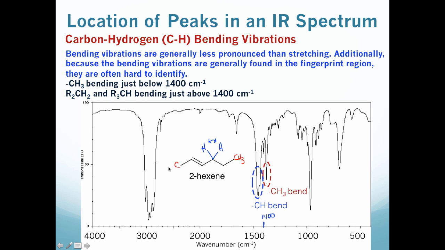Here we have two methyl groups in this molecule, and we can see methyl bending, and those occur just below 1400 wave numbers. So that's what we see right here is the methyl bend. And those can be pretty helpful in determining some of the structural features of your molecule.